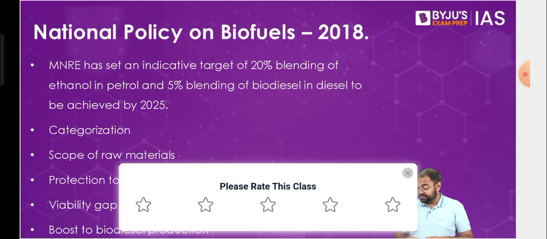Can Jatropha turn into an invasive alien species harming the domestic flora? Not so much, because of their growth rates being lower. So that's why it's not a big challenge for us as such.